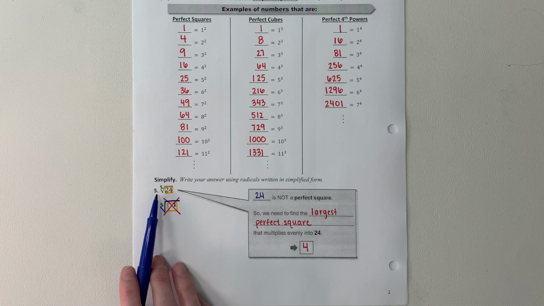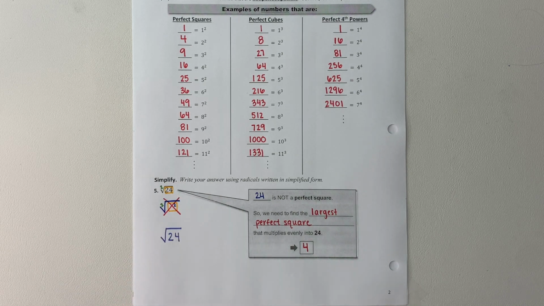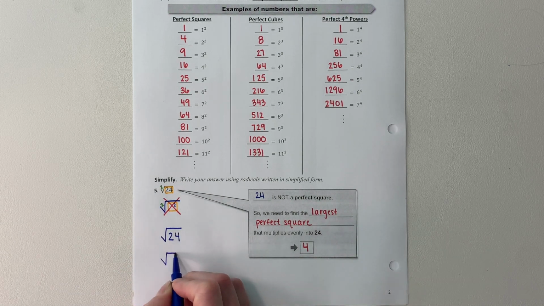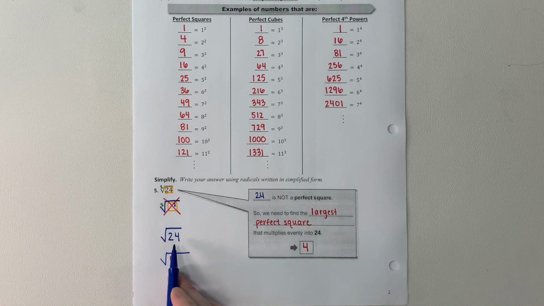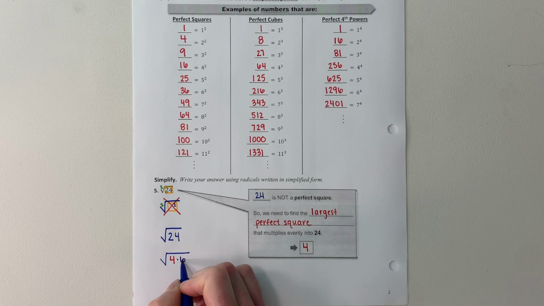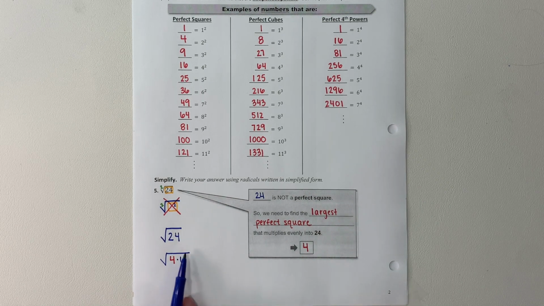So now I'm going to start by copying down this original problem right here. We want to rewrite 24 as 4 times some number. So let's see, 24 could be written as 4 times 6. So now we've created an equivalent problem. 4 times 6 is equal to 24, but we've rewritten 24 using the largest perfect square that multiplies into it.